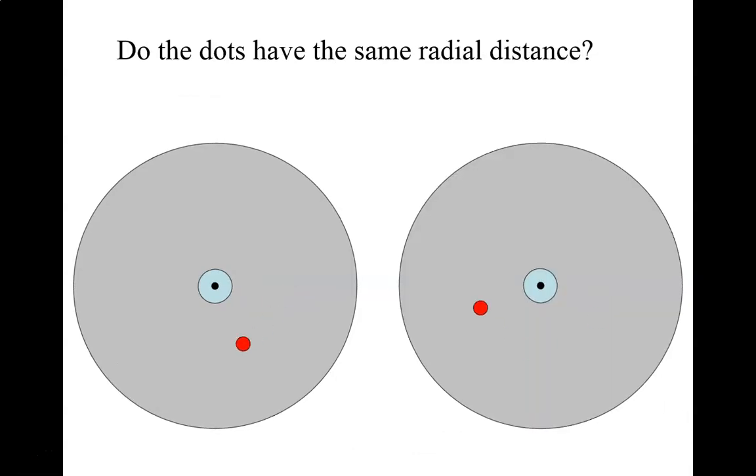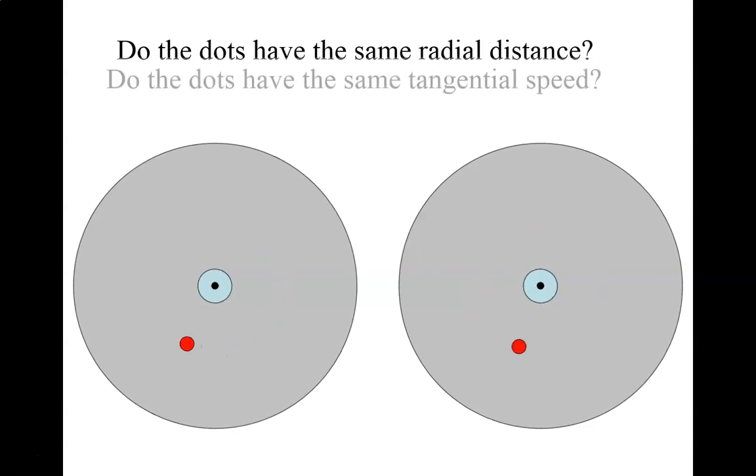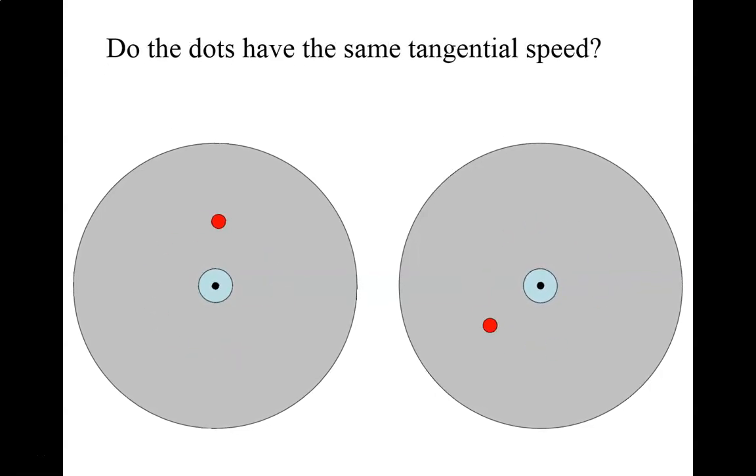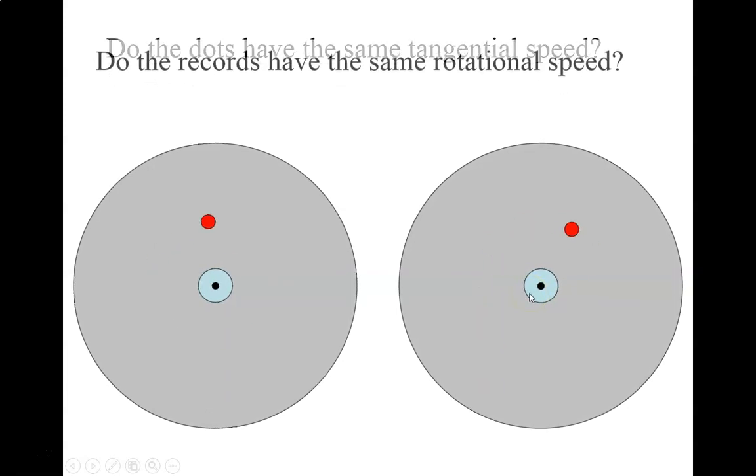So let's see. Do the dots have the same radial distance? Do they have the same radii, or is one further away than the other? Well, it looks about the same. So which dot has the greater tangential speed? Which one is traveling more meters per second? Well, they're traveling the same circular path, but this one is traveling that circular path more quickly, which means it's got a greater tangential speed.